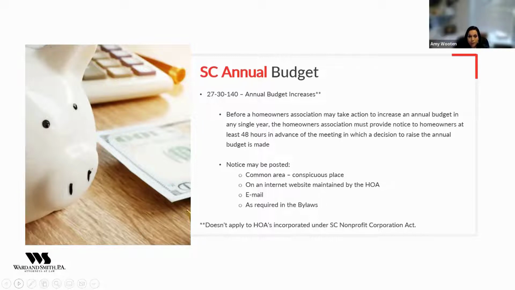But a quick caveat to this statute and this 48-hour advance notice requirement is it does not apply to HOAs that are incorporated under South Carolina's Nonprofit Corporation Act. The Nonprofit Corporation Act itself does not address budgets or how budgets are managed, but will have some guidance on meetings and notice requirements generally that would come into play in the context of HOAs that are incorporated under that act and therefore not subject to this 48-hour requirement.